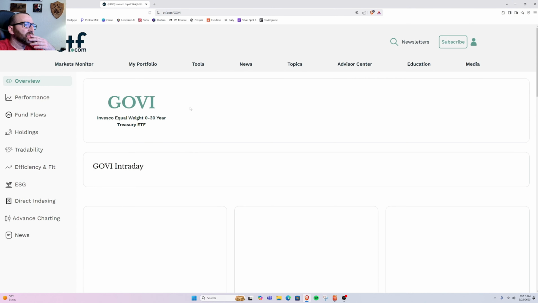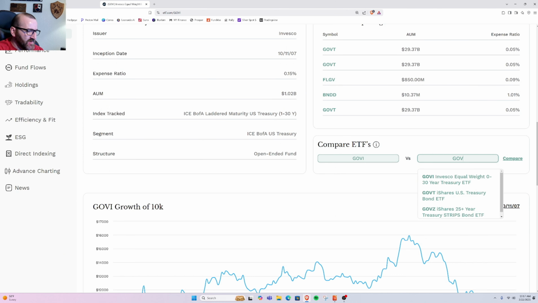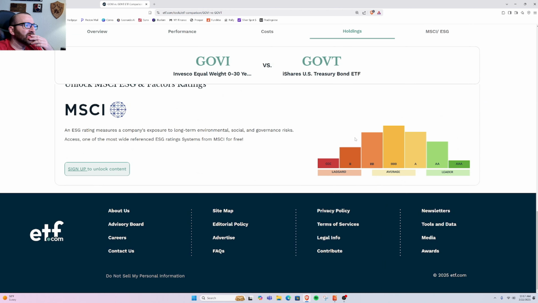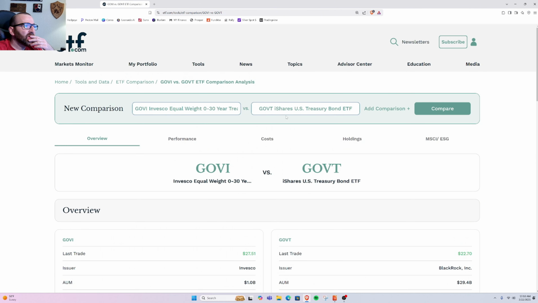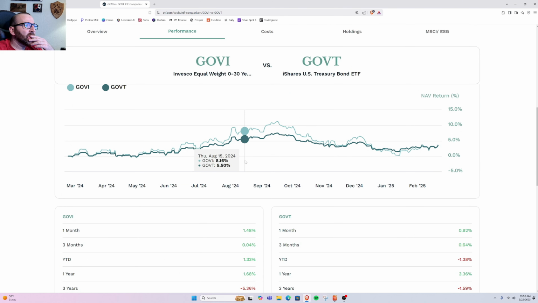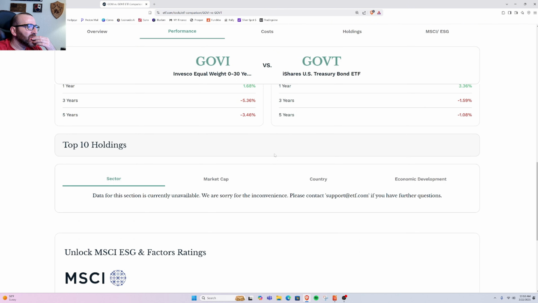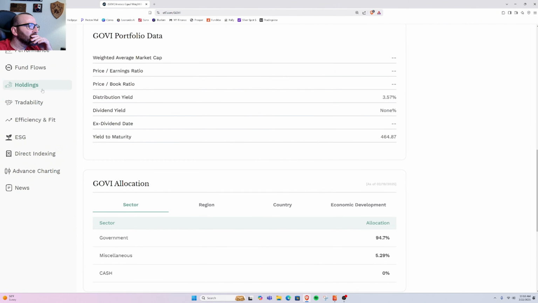/GOVI. We'll do a comparison. Where's that tool? There it is. GOVT. Compare them. And holdings. Or not holdings. Where are they? Nope. Performance. Oh, it doesn't show me the holdings. What if I just look at GOVI? There we go.